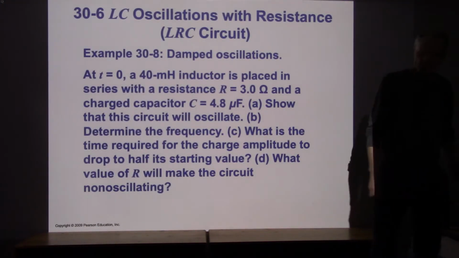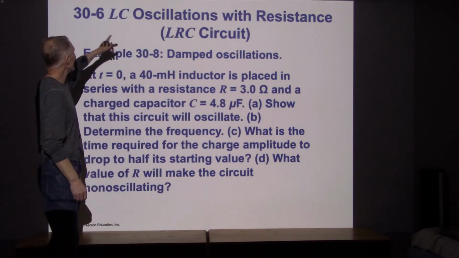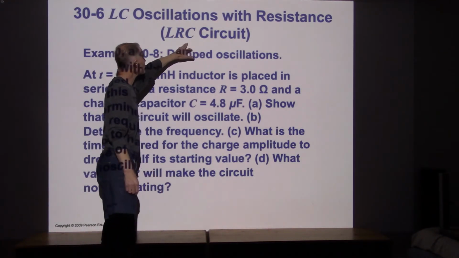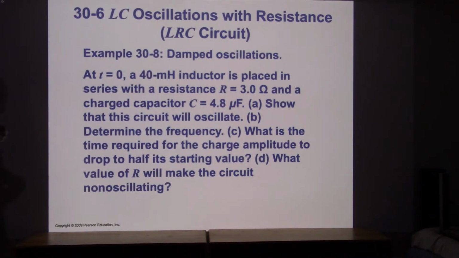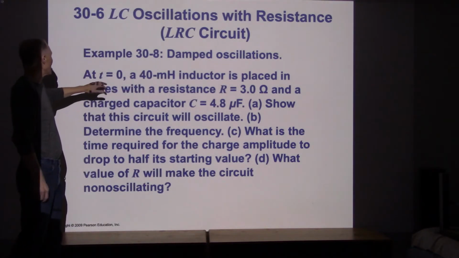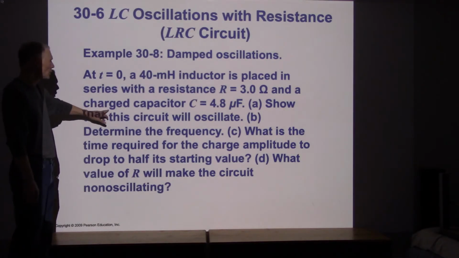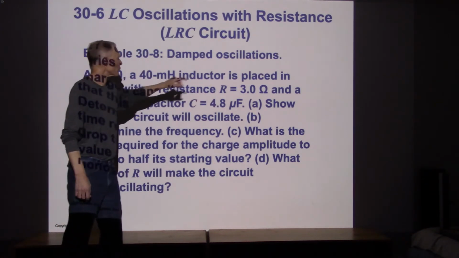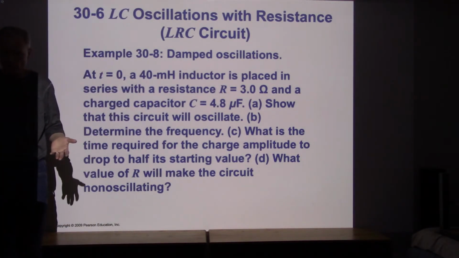Now here's an example, so we can go through this. It's kind of interesting. They're calling it LC oscillations with resistance. So LRC circuit, I guess that means underdamped. So we're saying it's got some resistance, but the oscillations are still happening, and that means that it's underdamped. At t equals 0, we're going to start with a charged capacitor. Now the capacitance value, 4.8 microfarad, the resistance is 3 ohms, and the inductance is 40 millihenries.